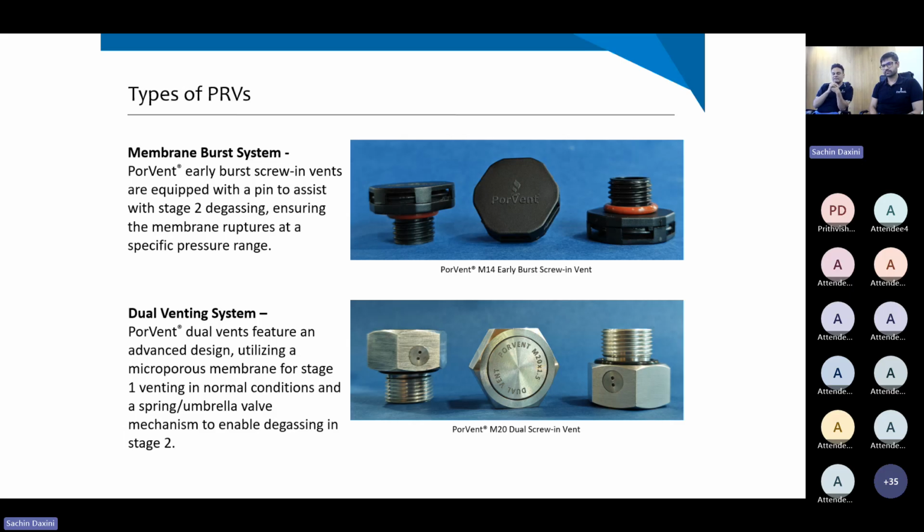In case of dual venting system, there is a membrane as well as a mechanical element, maybe in the form of spring or in the form of an umbrella valve. So in dual venting system, the membrane performs stage one breathing, while the spring or umbrella valve performs the degassing function. So PorVent has products in both these categories. We'll see the details of these products in next slides. So we'll go one by one. First, we'll take the membrane burst system.